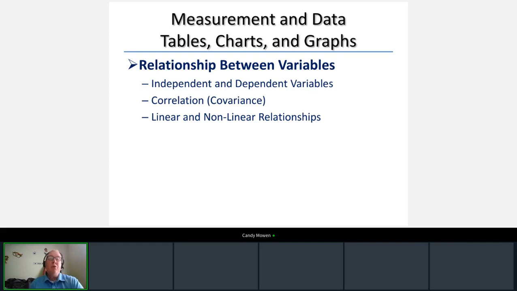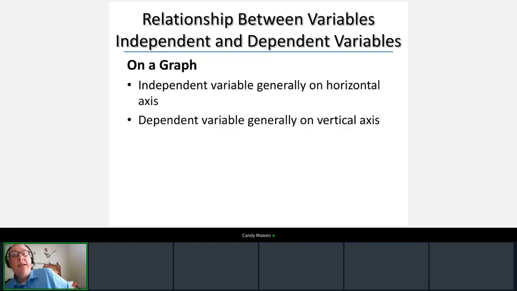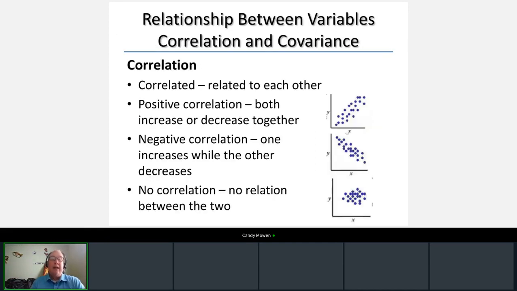Relationships between variables. Are they independent or dependent? Correlation. Or linear or non-linear relationships. On a graph, independent variables are generally on the horizontal axis. Dependent variables are generally on the vertical axis. Correlation means they are related to each other. Positive correlation: both increase or decrease together. Negative correlation: one increases while the other decreases. No correlation: no relation between the two.